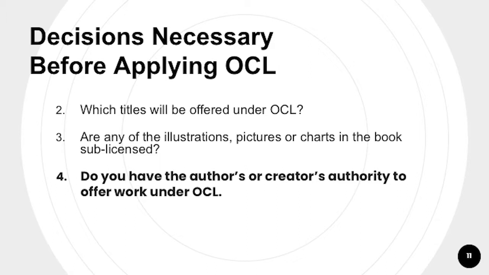The third decision a publishing house has to make is if you have, for example, illustrations or pictures or charts or any other content within the title that is sublicensed, then obviously those need to be aligned, because you don't want to have copyright issues on the content that is being offered under open license. The fourth decision, of course, is the author, because as a publishing house, you're acting as an agent on behalf of an author. And so the contract with the author would need to be revised, modified, or replaced with a totally different agreement. So those are basically four decisions that have got to be made.